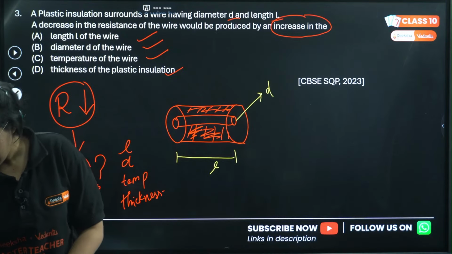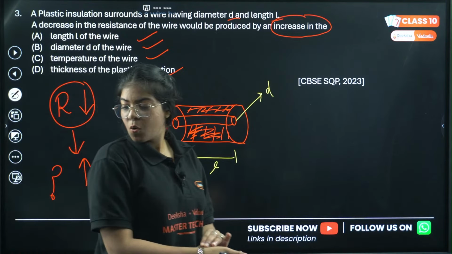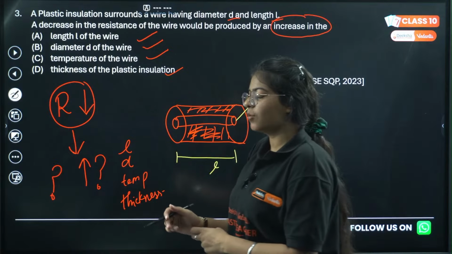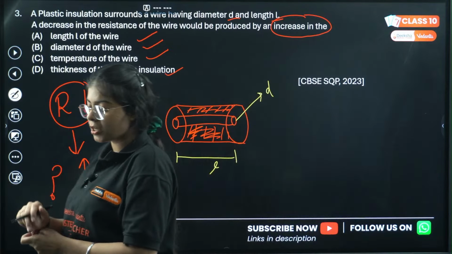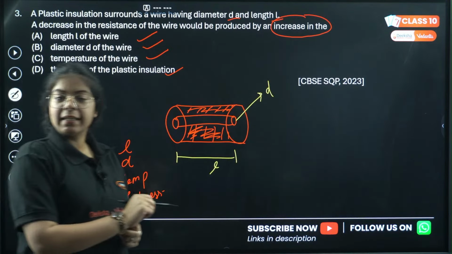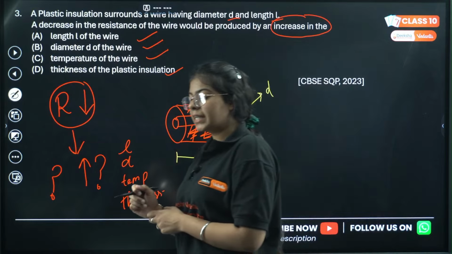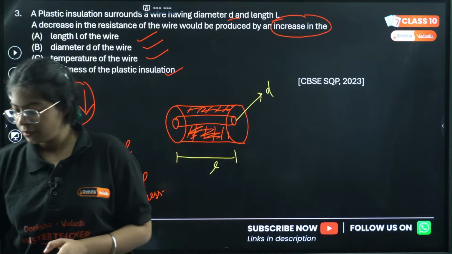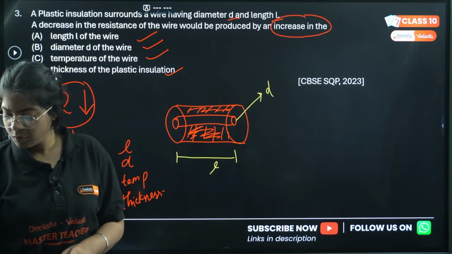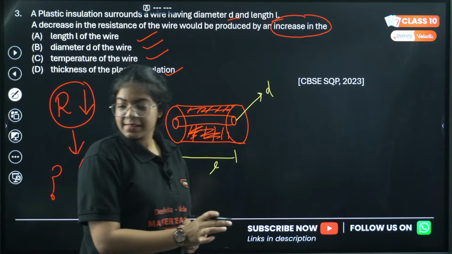Okay. Anyone else who wants to answer this question? What will be increasing if the resistance of this wire is decreasing? Anyone? Okay. Let's see the answer.